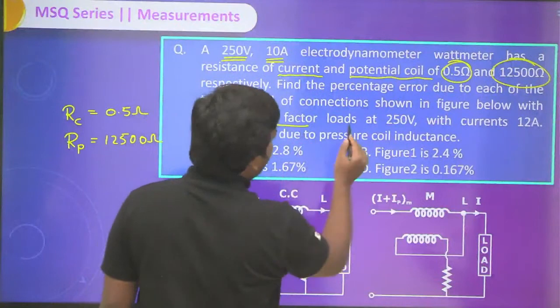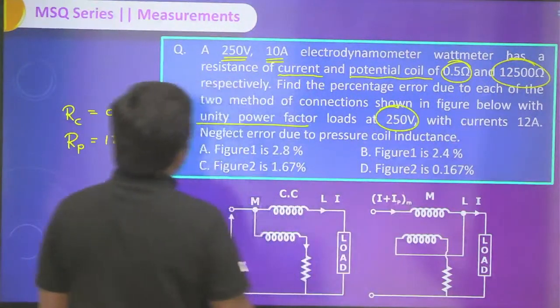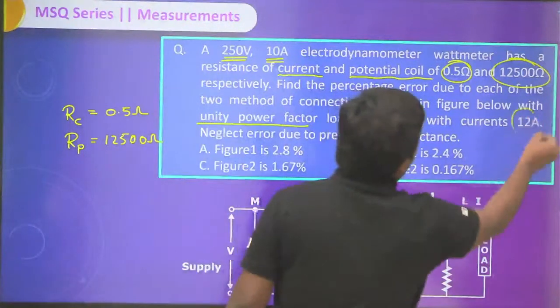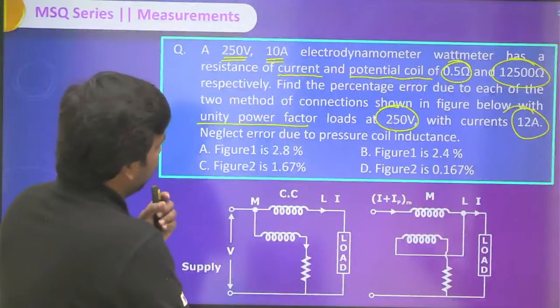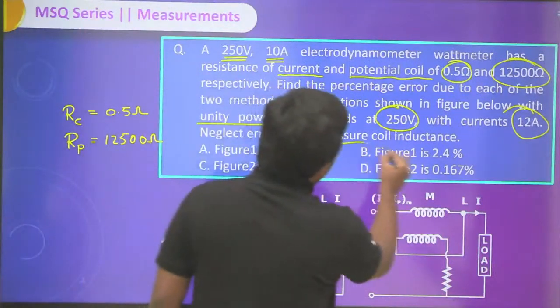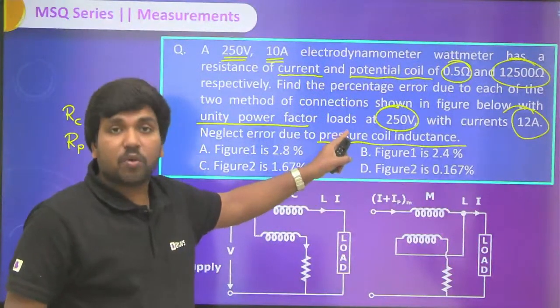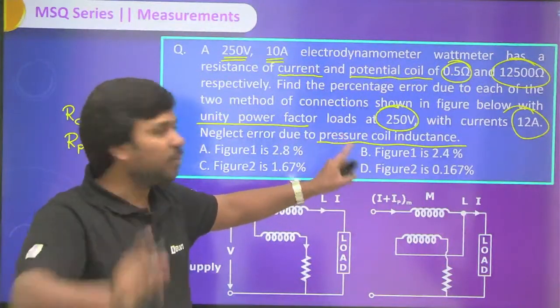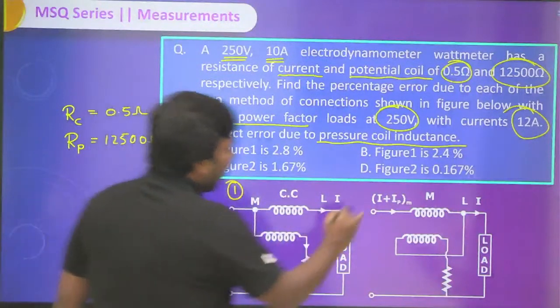The voltage across the load is 250 volt and the current carried by the load is 12 ampere. Neglect the error due to the pressure coil inductance, not the pressure coil resistance. Let me call this figure 1 and this figure 2.